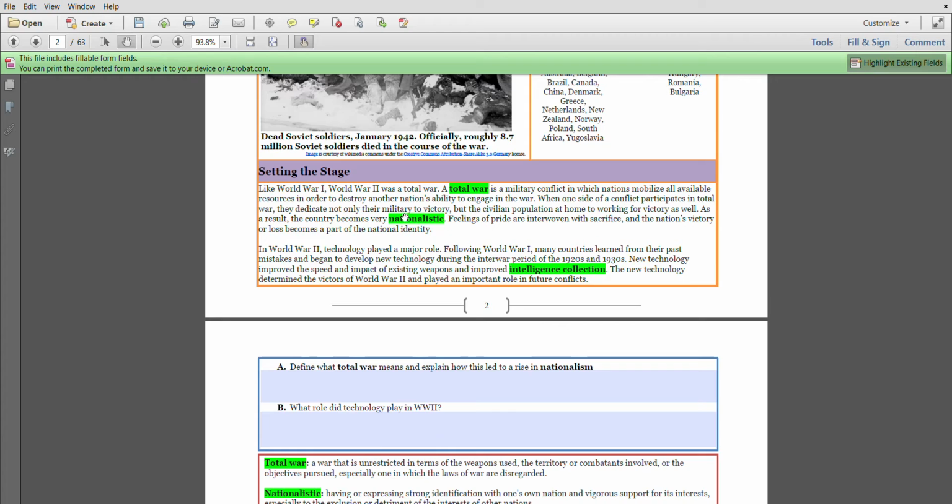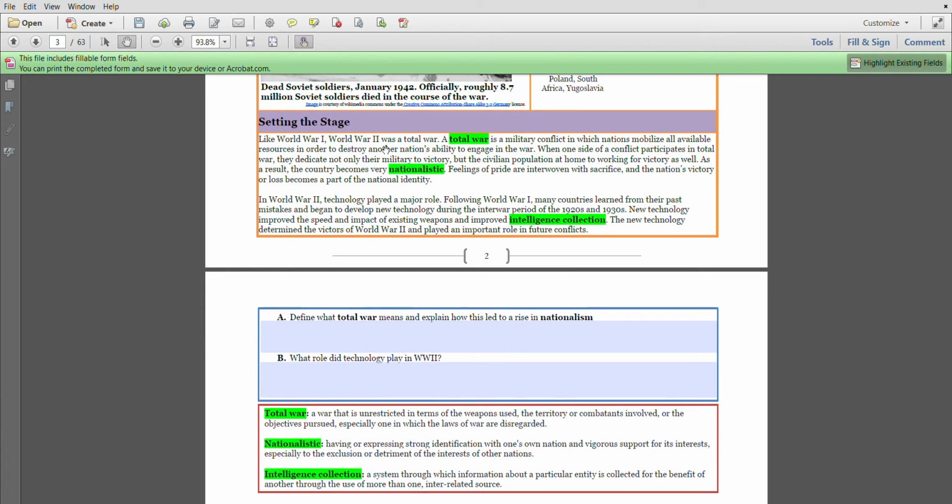Setting the stage. Like World War I, World War II was a total war. A total war is a military conflict in which nations mobilize all available resources in order to destroy another nation's ability to engage in the war. When one side of a conflict participates in a total war, they dedicate not only their military to victory, but the civilian population at home to working for victory as well.